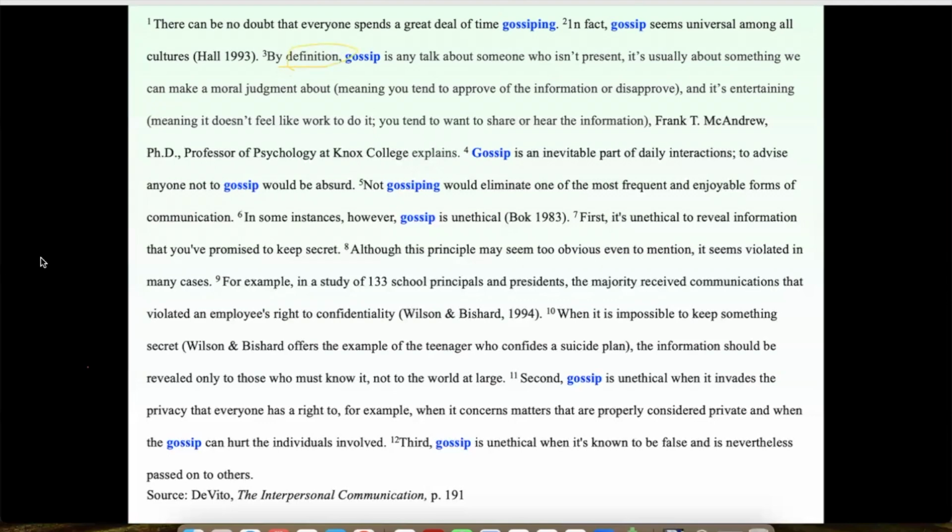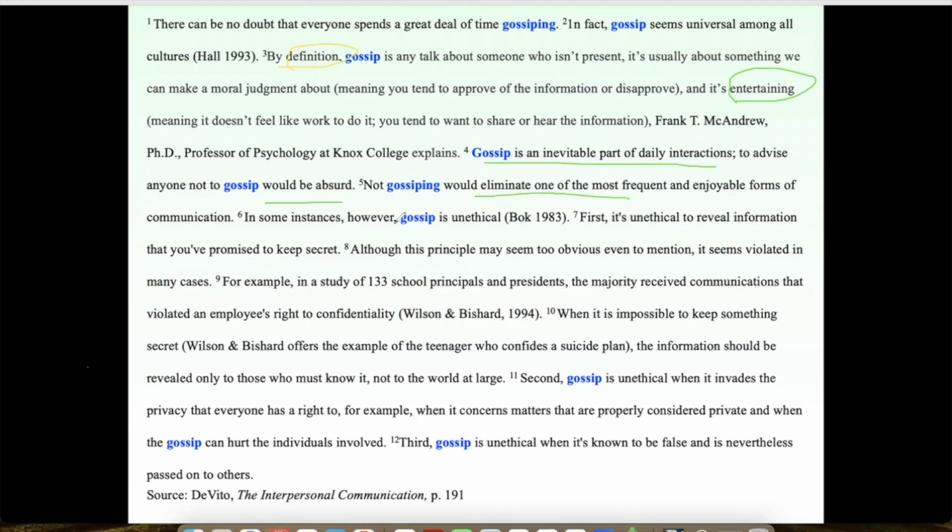Gossip, what does it mean? Something which involves a moral judgment about somebody else. It's a kind of disapproval of their behavior, their words, their actions, their thoughts, whatever. It's done for entertainment. It's not part of somebody's routine job. What else? Gossip is an inevitable part of daily interactions. It's absurd to ask someone not to gossip. If you didn't gossip, it would eliminate one of the most frequent and enjoyable forms of communication.